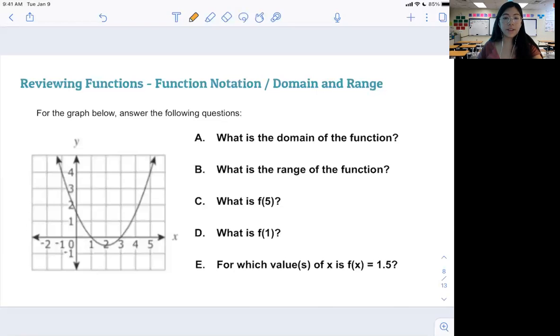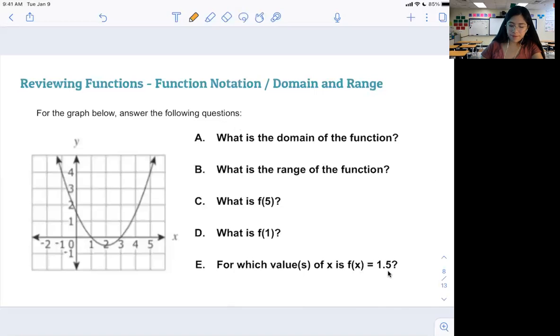So a little bit tougher, this question, I would say, because this graph is a little bit different. I actually want to go backwards, so I'm going to start from the bottom and go up to the top because I think domain and range are going to be a little bit more tricky to answer. But let's take a look. So starting with E, for which values of x is f of x equal to 1.5?